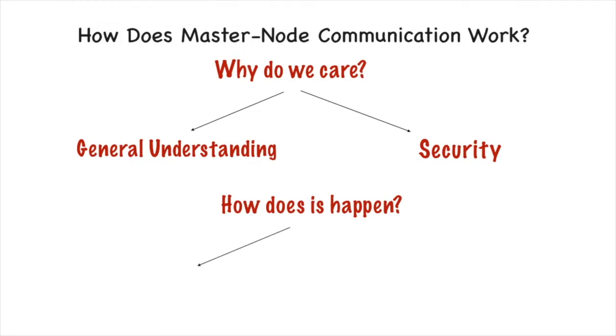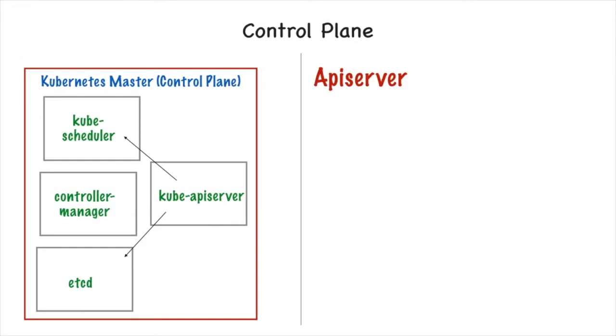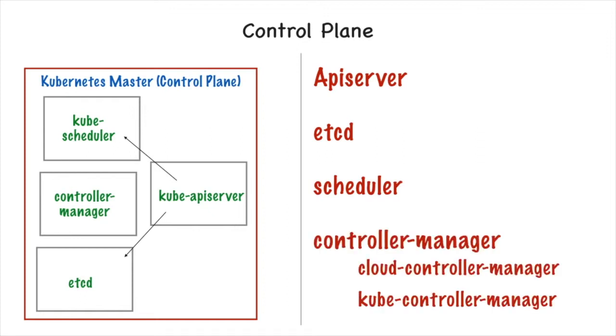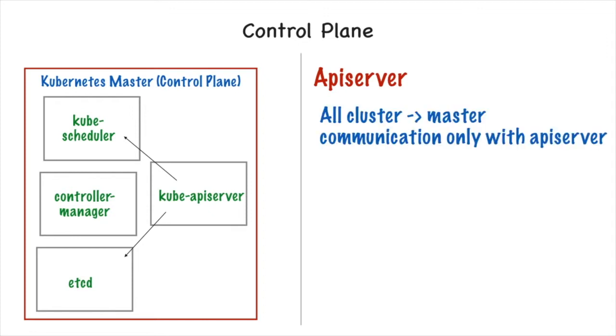Let's break this down into two parts. Let's start with communication from the cluster to the master. Recall that the master or the control plane in a Kubernetes cluster has various components: the API server, the etcd or the cluster storage component, the scheduler, and the various controllers. All communication from the cluster to the control plane is only going to terminate at the API server. None of the other master components should ever be talking directly to the other components in our cluster.